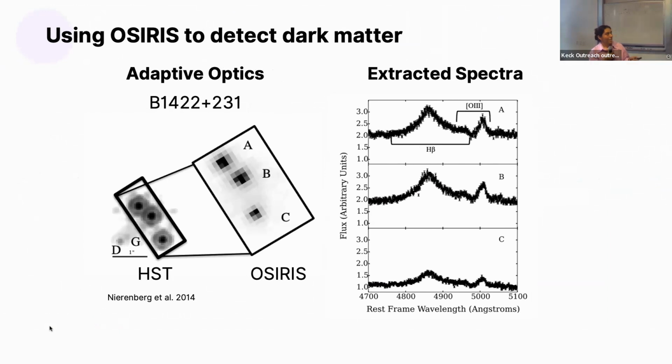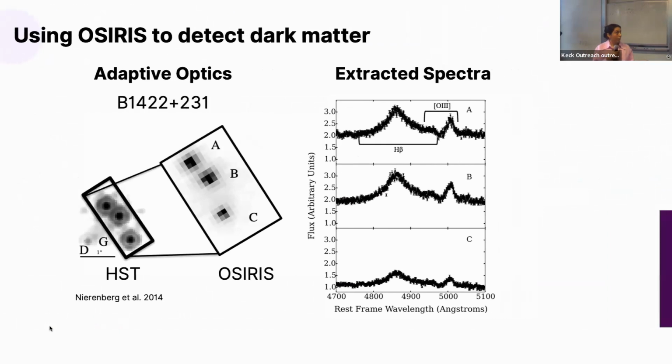What we're looking at here is the extracted spectra from the different images. And again, the light that I'm interested in is the O3, because knowing that the light comes from the O3 means that it's resilient to microlensing, and that's the signal that I'm looking for.